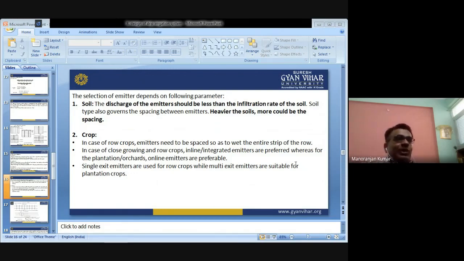So soil type also governs the spacing between emitters. The heavier the soil, the more the spacing could be. Like clay soil, heavy soil, so spacing should be more.